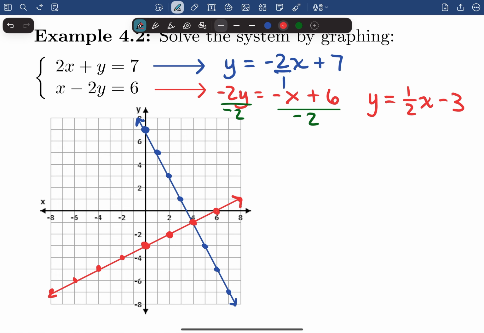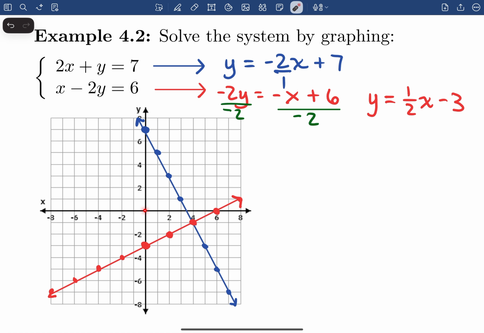And we have graphed both lines. And now the final question is, where do these two lines intersect? Where do they touch? And the location is right here. We can see it, and it's a lattice point.